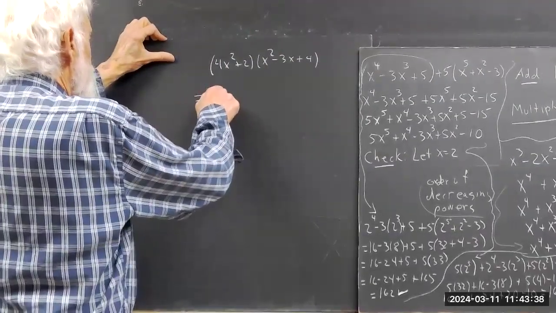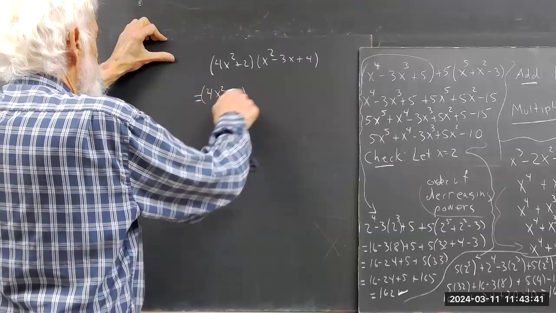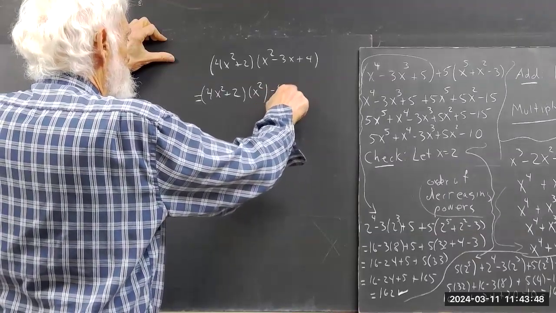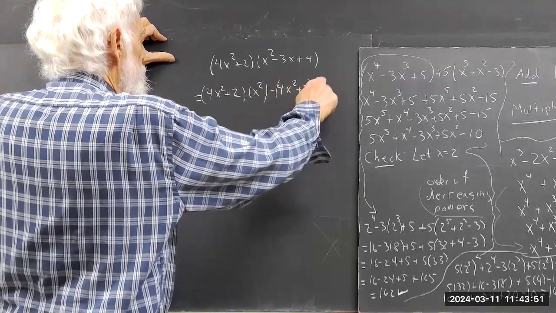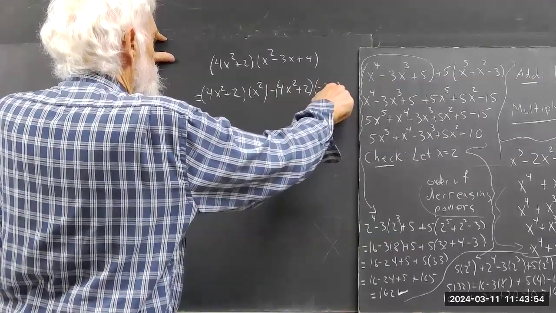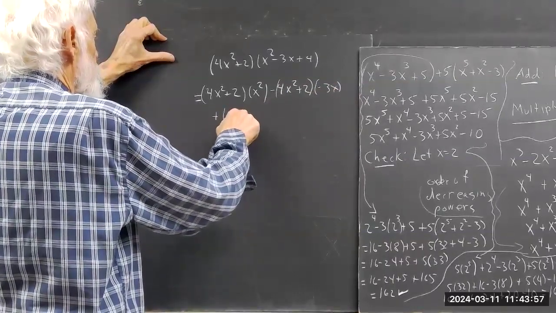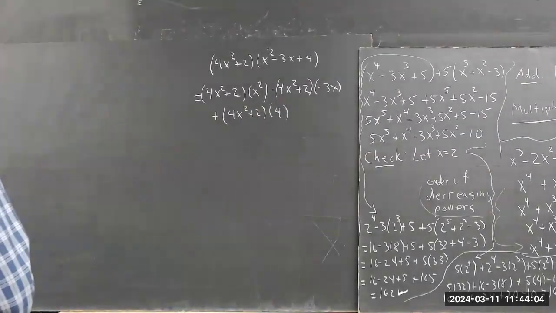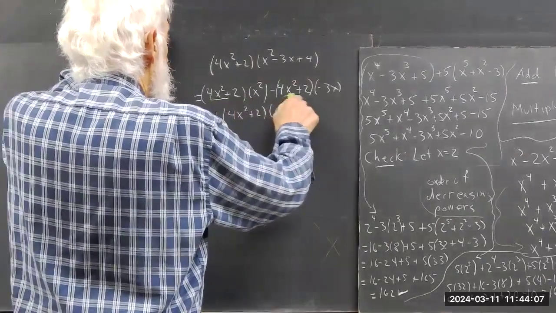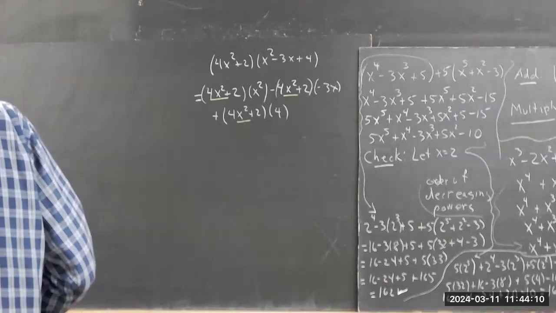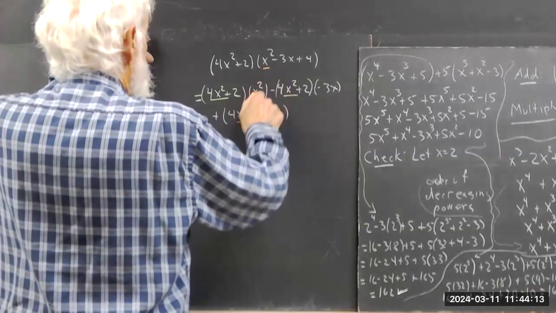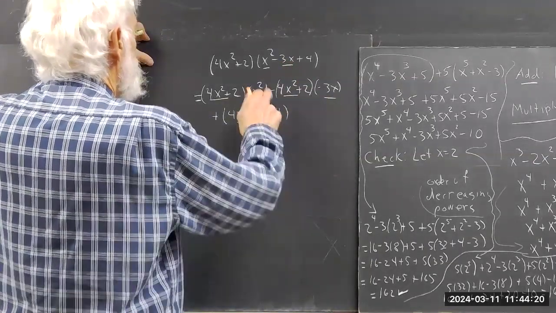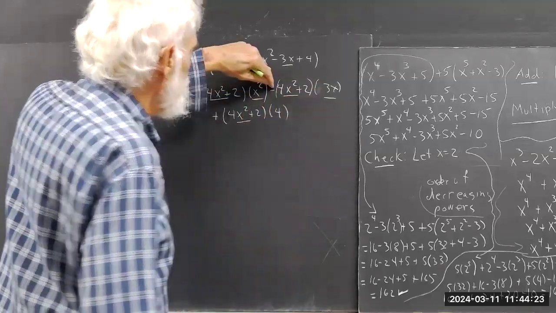I'm going to first write this out. It's 4x squared plus 2, I think I said 4x plus 2. It's this times x squared, minus this times negative 3x, plus the 4x squared plus 2 multiplied by 4. So now we see that I've got that 4x squared plus 2 here, here, and here, and it's multiplied by the x squared here, multiplied by negative 3x here. And I said minus this times minus 3x. I used the minus here.